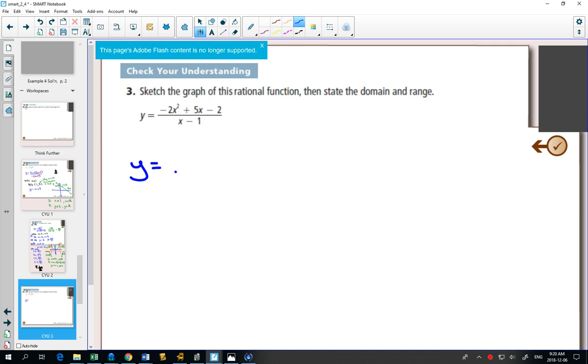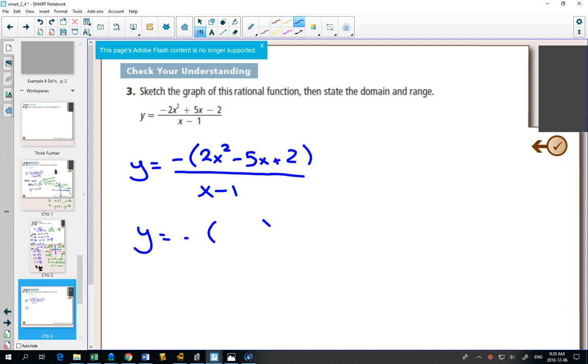I always find when you're factoring and you have a negative x squared, it makes it a little bit more difficult to factor. One thing you could do is factor a negative out of the whole thing, and then you're not factoring a negative squared. To factor this, it would have to be 2x and x. To get 5, we'd need a 2 there and a 1 there. Both negative makes negative 5.